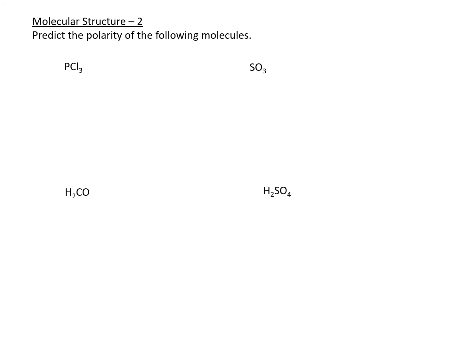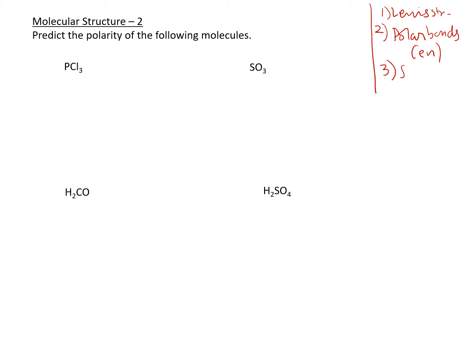Predict the polarity of the following molecules. To predict the polarity of the molecules, you have to first draw the Lewis structure of the molecule. And if your Lewis structure is not correct, it's not going to work out. You also have to identify polar bonds in the molecule. Polar bonds are identified by knowing the electronegativity.